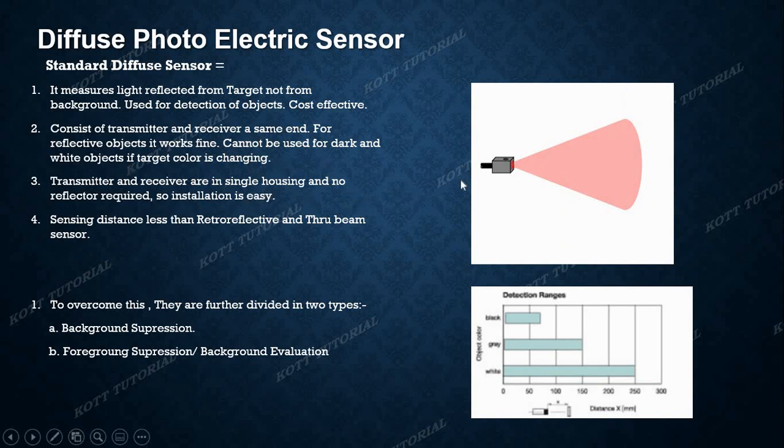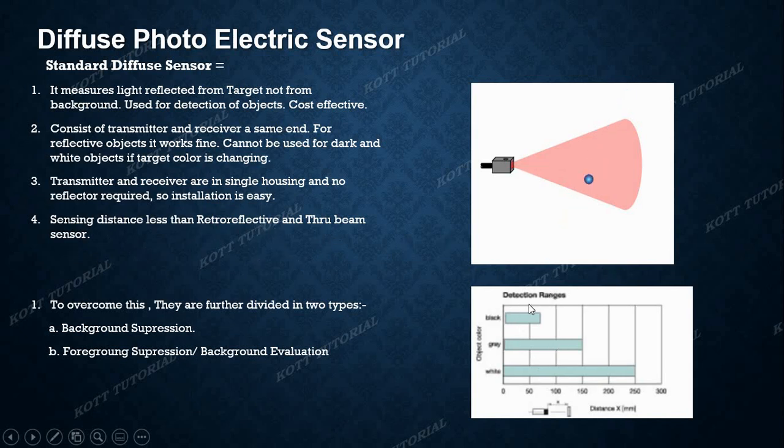Transmitter and receiver are in a single housing, no reflector required. Installation is very easy because we don't have any additional reflector in front of this sensor. Only a single housing product we are having. Sensing distance is less than retroreflective and through beam. In a further video lecture I would be explaining retroreflective and through beam. For the understanding purpose, let us just understand that sensing distance is less than retroreflective and through beam.